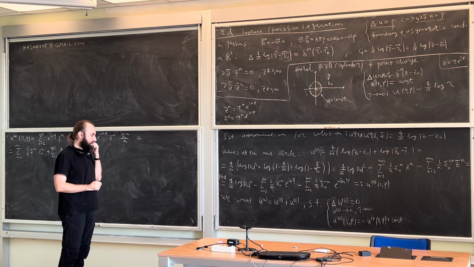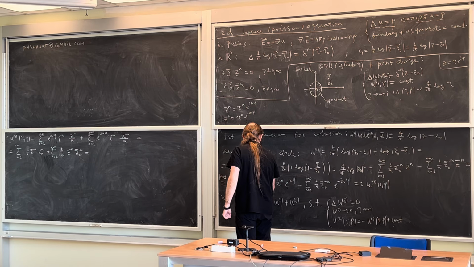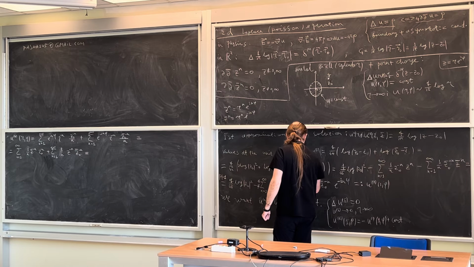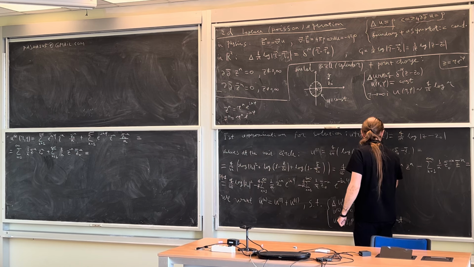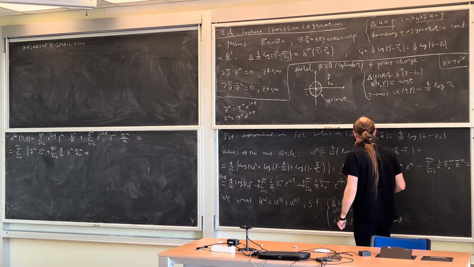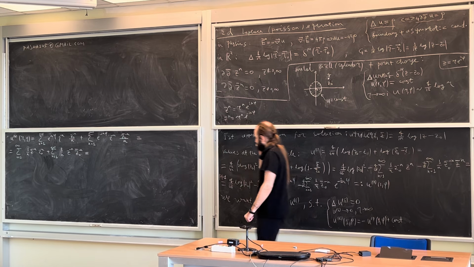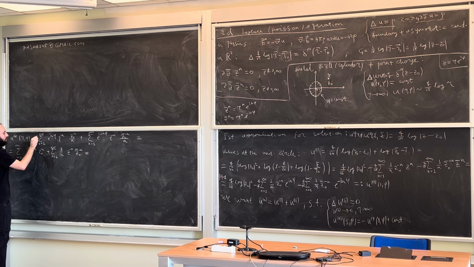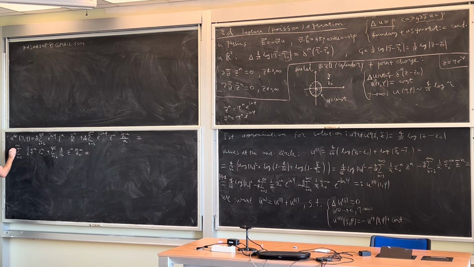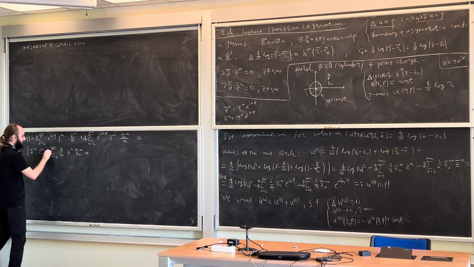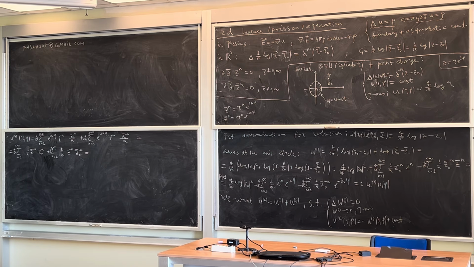And of course, I missed the overall prefactor. So there was q over 4 pi here. Sorry. And also here. And now, can you sum this series?